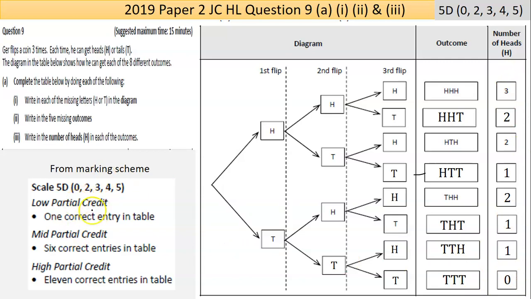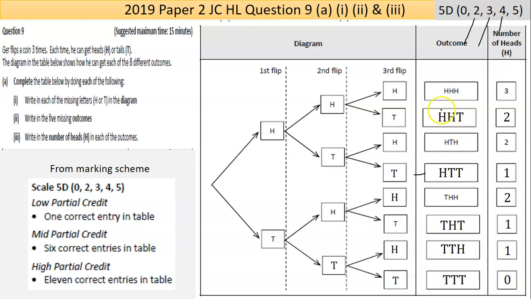Now I put in here, I don't usually do this, but from the marking scheme, if you got 1 correct entry, anything correct, you got the low partial too. So happy days. If you got 6 correct, you got the mid partial. And if you got 11 correct, you got the high partial.